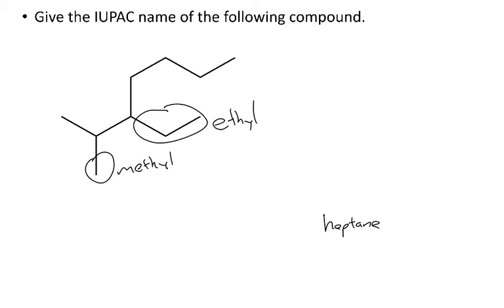And I want the first substituent to be as low as possible. If I started from this end, it'd be 1, 2, 3, 4, 5. If I start from this end, it'll be 1, 2. So that's what I want to do. And so I have a 2-methyl and a 3-ethyl. And so when I put them in, I'll put them in alphabetical order. So the E in the ethyl comes first. So I have 3-ethyl-2-methylheptane.